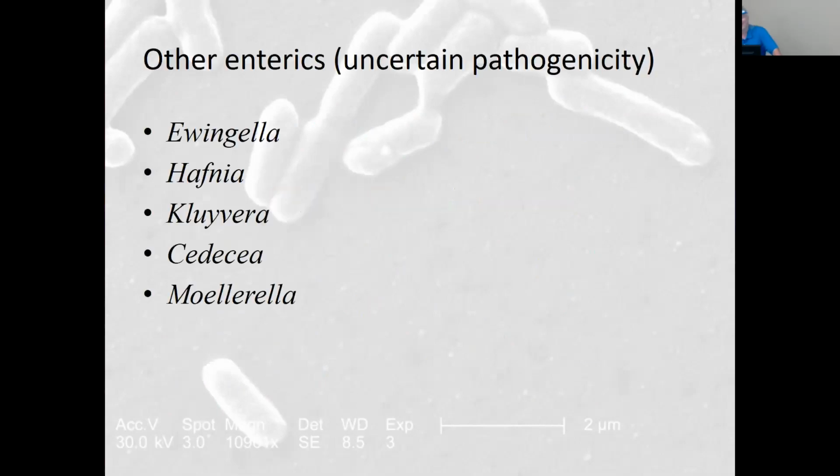Anyway, we have our other enterics. We'll finish up: Ewingella, Hafnia, Kluyvera, Cedecea, Moellerella. Those are just some add-ons to the end. Okay, so you got a good story about Typhoid Mary. Now you know who she is, what she has.